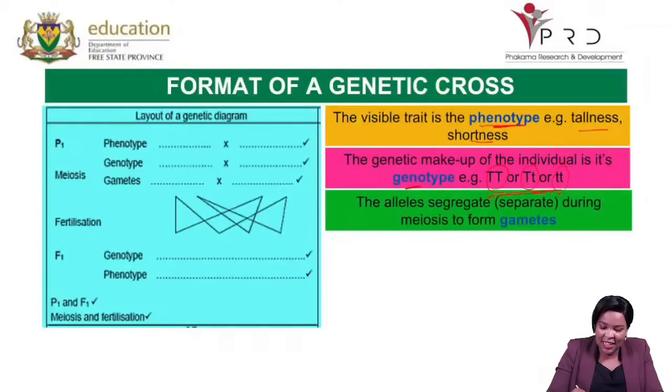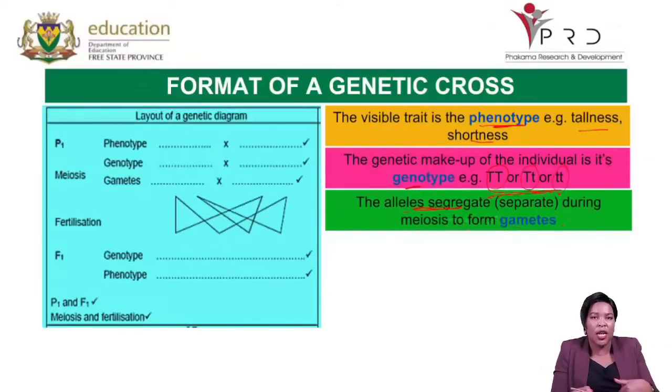Then the alleles segregate, or they separate, during meiosis to form gametes. So during the process of meiosis, we just saw that gametes are formed. So the alleles are going to separate, meaning the alleles for the mother and the alleles for the father will come separately. And then in an organism, that is where you're going to see whether the mother gave a dominant or a recessive one, and then it becomes a heterozygous or a homozygous situation. It is because of the segregation that took place during meiosis, because we were halving everything.